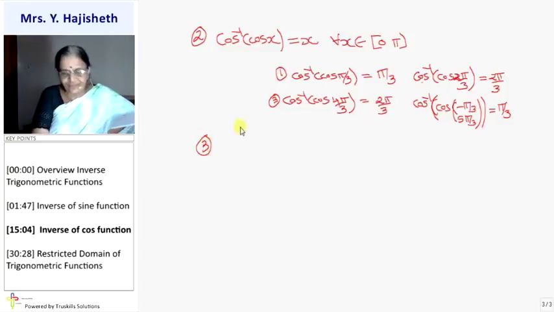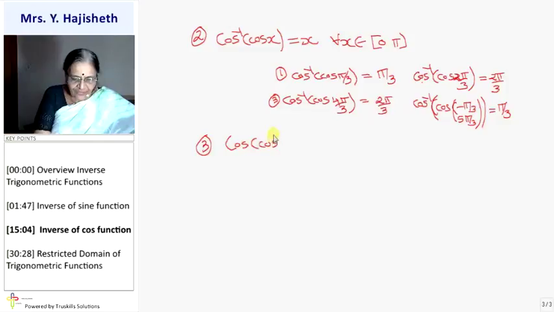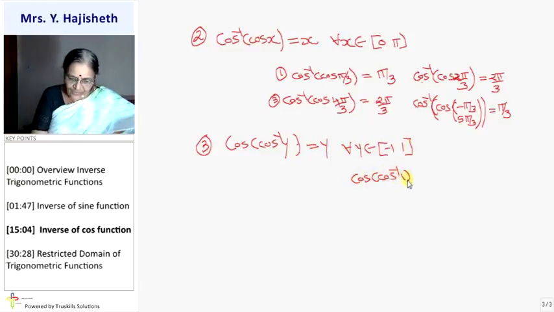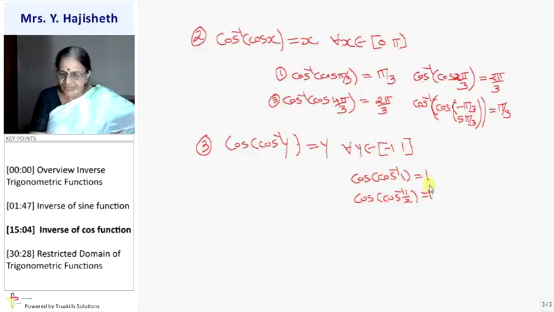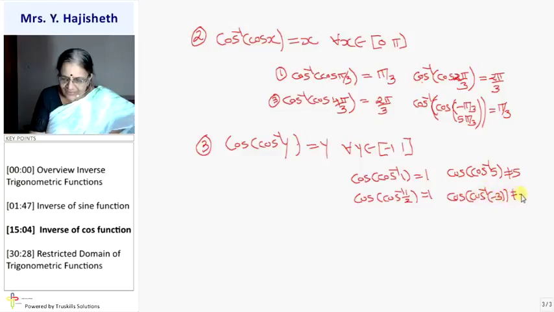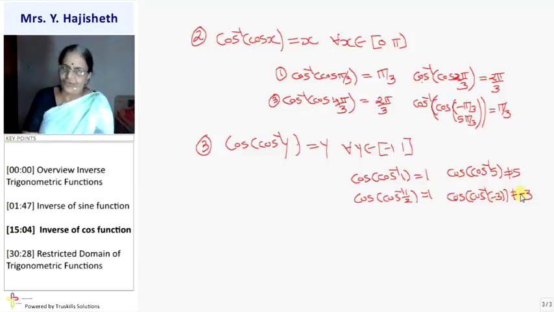And third property is cos of cos inverse y is y for all y belongs to closed interval minus 1 to 1. So cos of cos inverse 1 is 1. Cos of cos inverse 1 half is 1 half. Same as we have done in sine, because domain of sine inverse and cos inverse are same, closed interval minus 1 to 1. Cos of cos inverse 5 is not 5. Cos of cos inverse minus 3 is not minus 3. Right? So these are the three properties of cos.